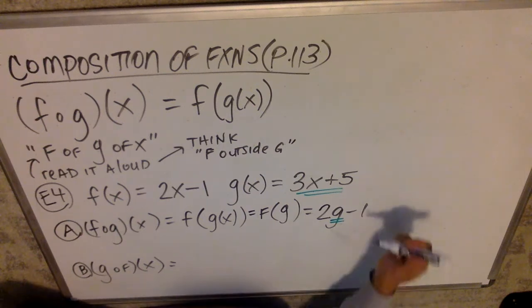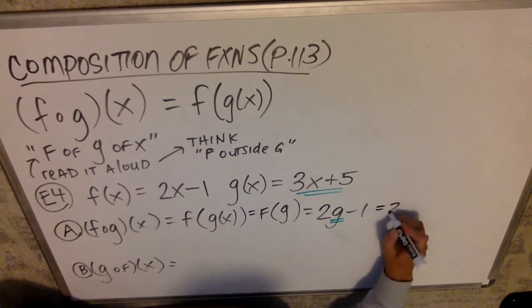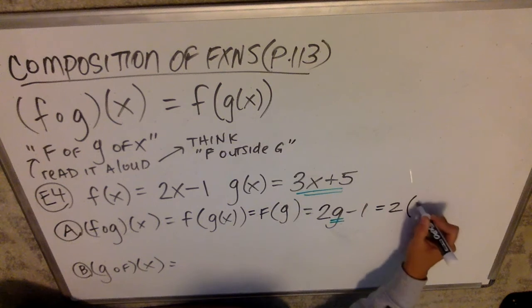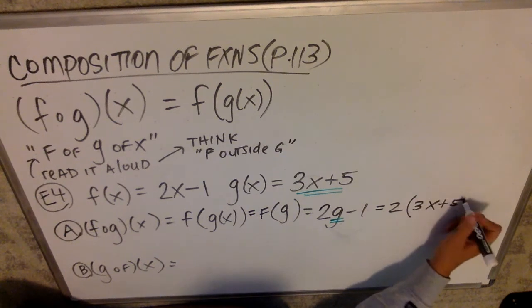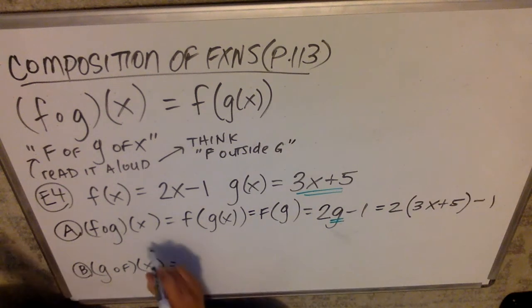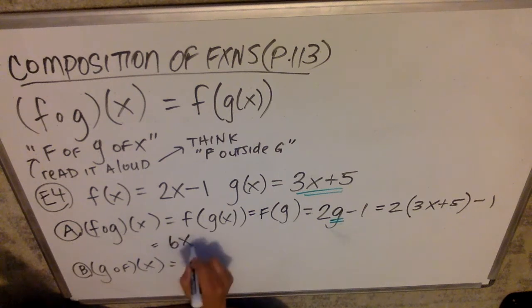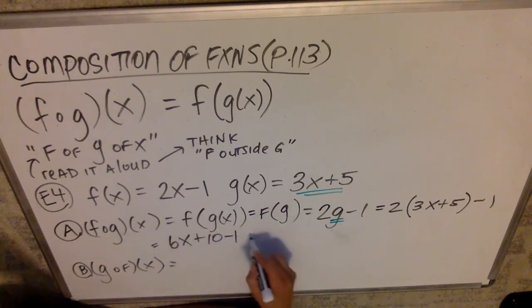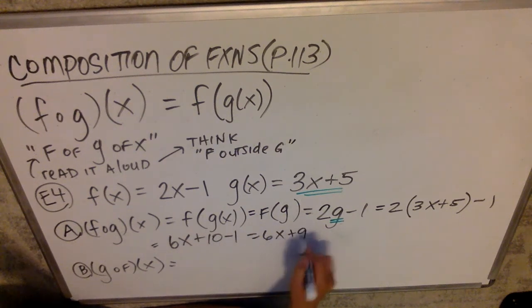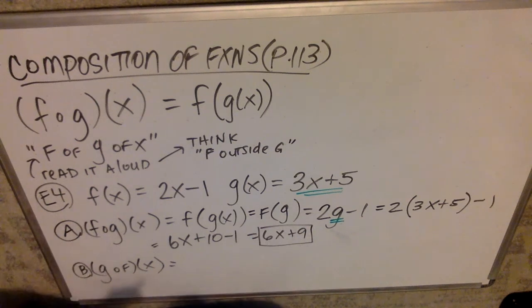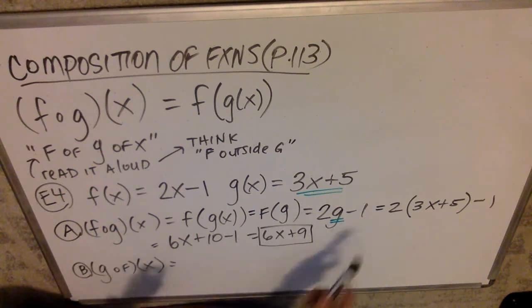So I get 2, and instead of a g, I'm going to put in parentheses 3x plus 5, all minus a 1. Well, that means that if I distribute the 2, it is 6x plus 10 minus a 1. So I get 6x plus 9. So f of g of x is 6x plus 9. Again, ignore my snafu where I accidentally put the 3x plus 5.